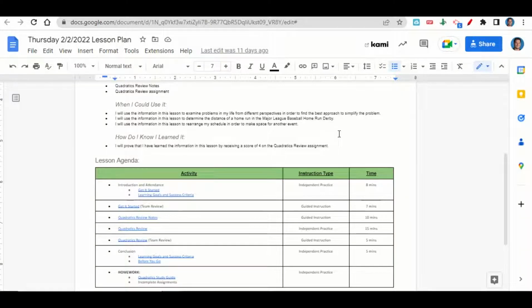At the end of class, we'll go back over our learning goals and success criteria while you fill out your Before You Go. Your only homework for tonight is to continue working on the Quadratic Study Guide and any incomplete assignments that you may have.